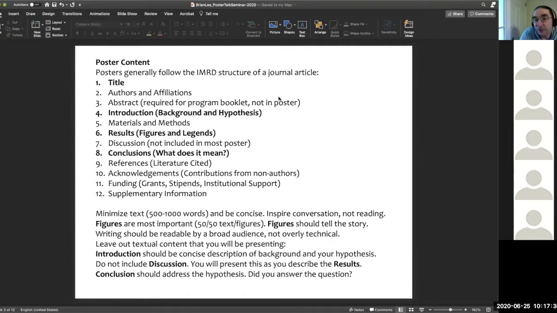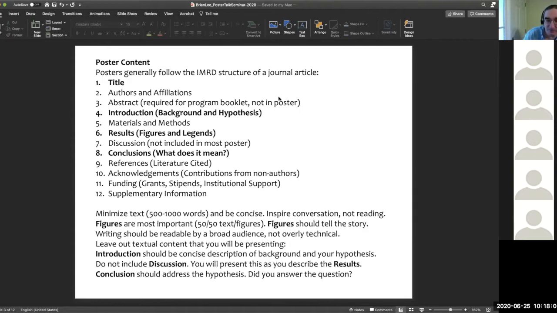Acknowledgments should also be included. These are contributions from non-authors. You also want to include funding. That's how you get to pay for your research, how you get to pay for it if you're on a stipend, what agency paid for your stipend. And then I put supplementary information here.